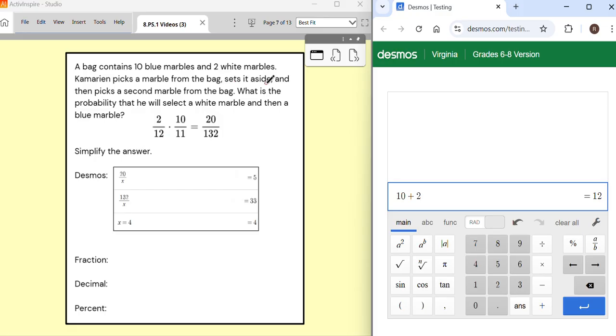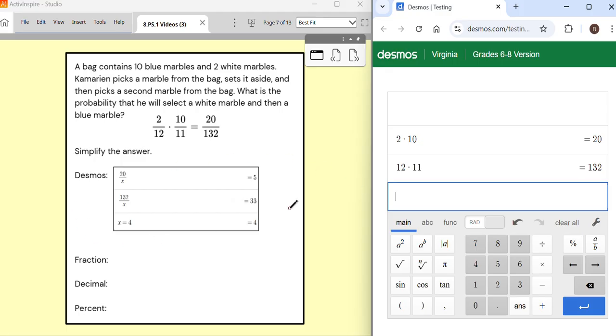But he sets it aside. So that means after his first choice, the bottom number has to change to 11. Then he's looking for a blue marble, and there are still 10 of those available. So if we multiply in our calculator across, we're going to do the numerators on one line. I'll go ahead and show you how that works. 2 times 10. Then we'll do the denominators on a second line. That's because we are looking for a fraction. If you'll notice, I got 20 over 132.